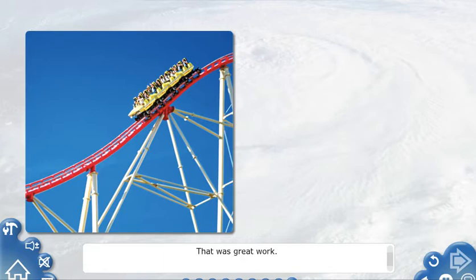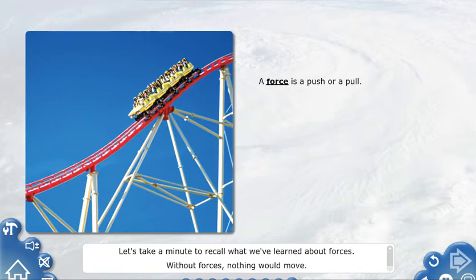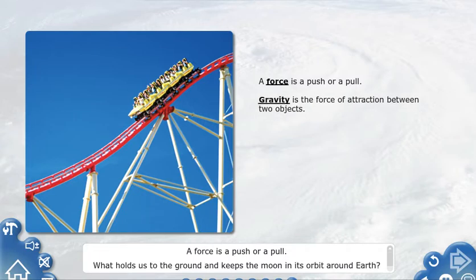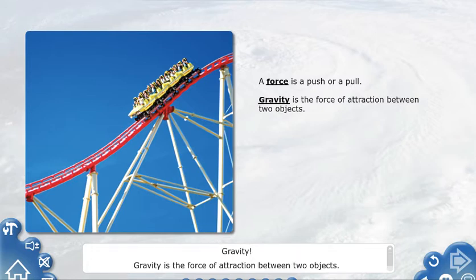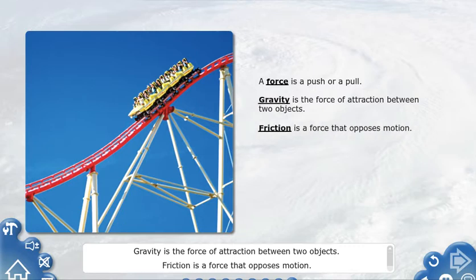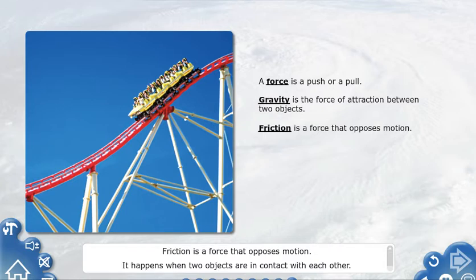That was great work! Let's take a minute to recall what we've learned about forces. Without forces, nothing would move. A force is a push or a pull. What holds us to the ground and keeps the moon in its orbit around Earth? Gravity. Gravity is the force of attraction between two objects. Friction is a force that opposes motion. It happens when two objects are in contact with each other.